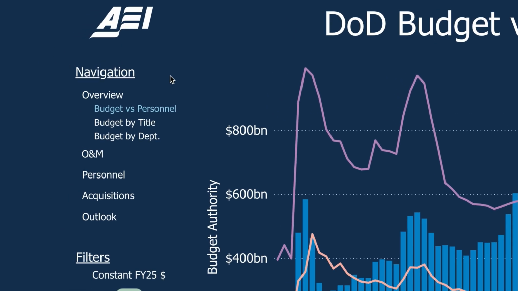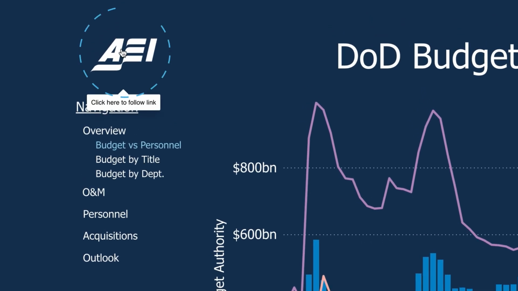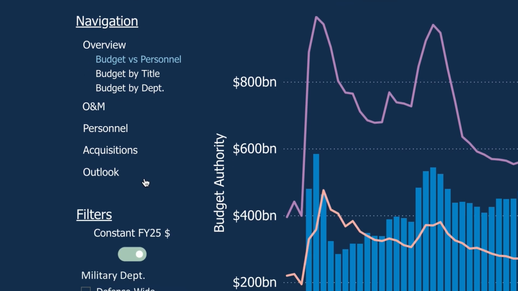On the upper left-hand side, you'll find the navigation panel. This is pretty consistent throughout the tool. This shows the different sections of the tool, so if you want to jump between them, and it shows you the different pages under each section. If you click on those, it'll take you right to those other pages. And of course, the AEI logo here at the top, if you click on that, it will take you back to the home page where you started.